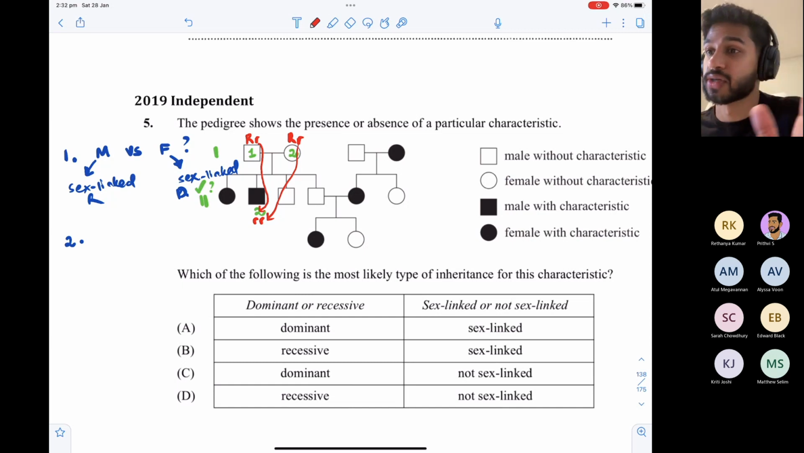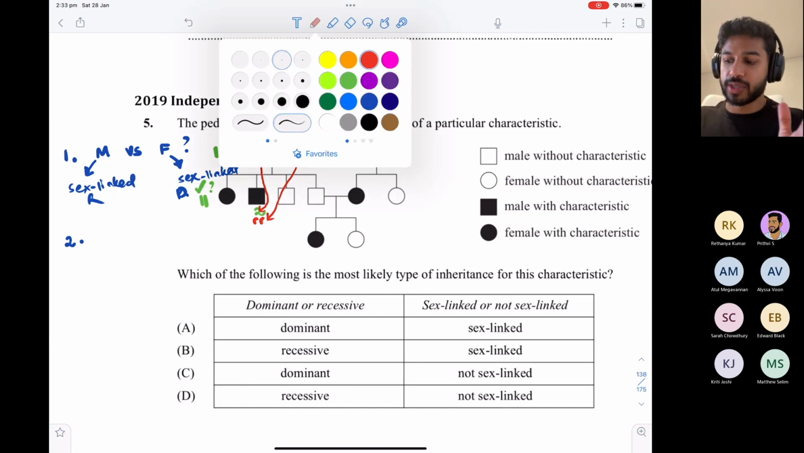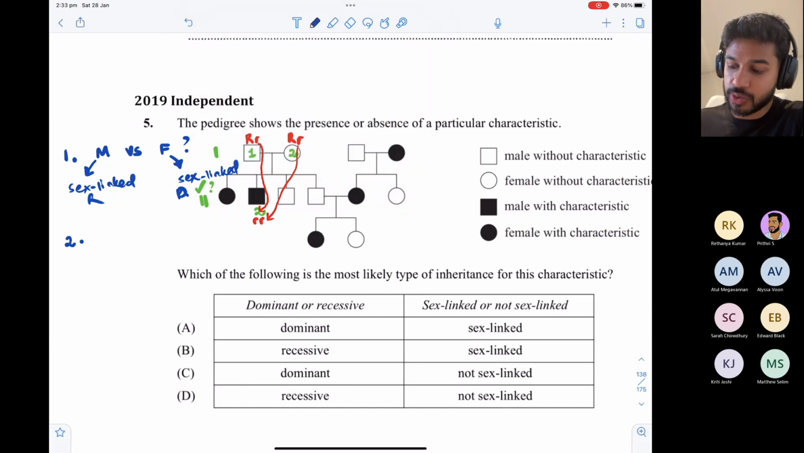And this is assuming it's not sex-linked. Okay, this is assuming autosomal inheritance, so no X's, no Y's. Okay, so the second question you ask yourself is, do you see this pattern?